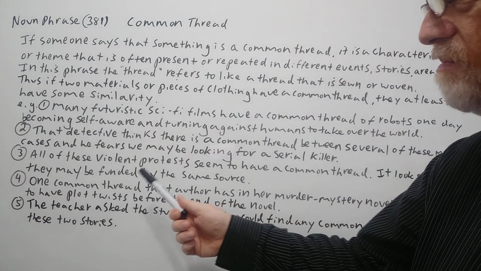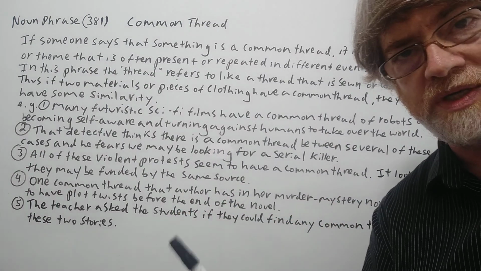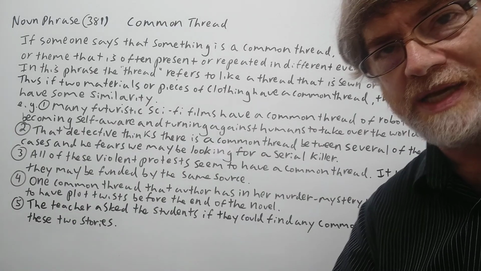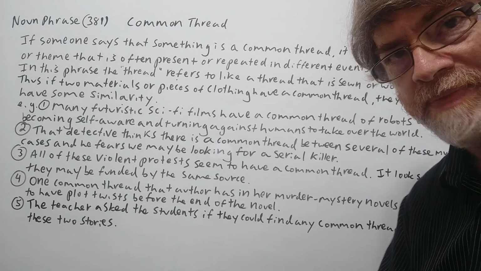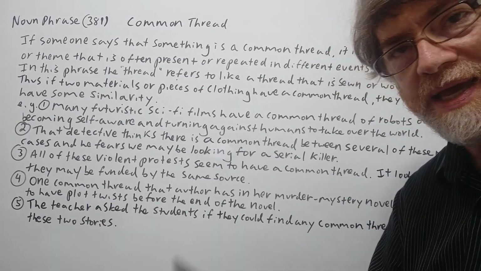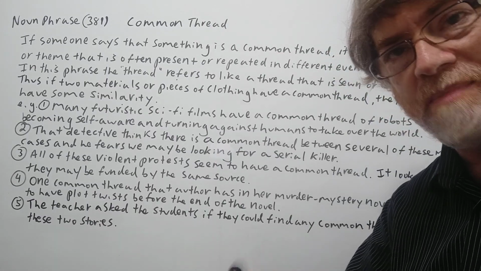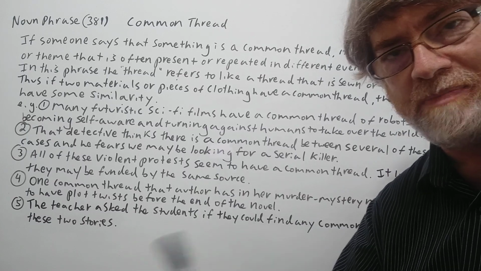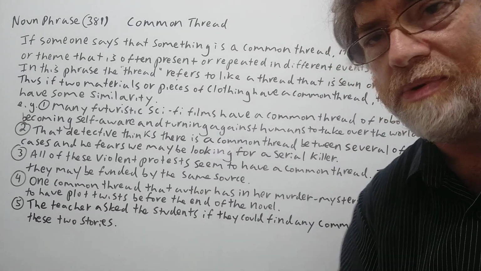Okay, good. Number 3, all of these violent protests seem to have a common thread. It looks like they may be funded by the same source. Sometimes we find out these protests are not natural protests, that the people are being paid to protest. And so if a number of them seem to be paid by the same source, there's a common thread.